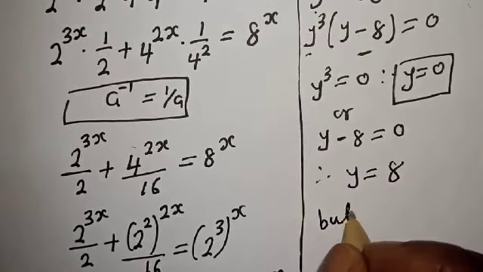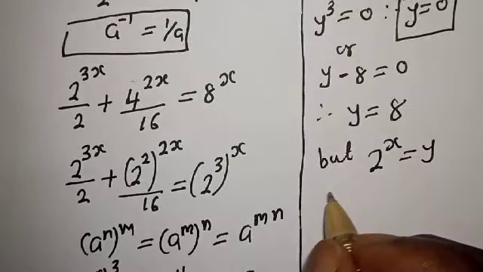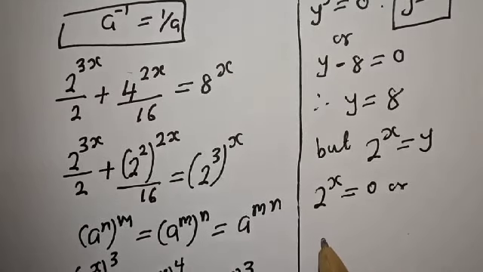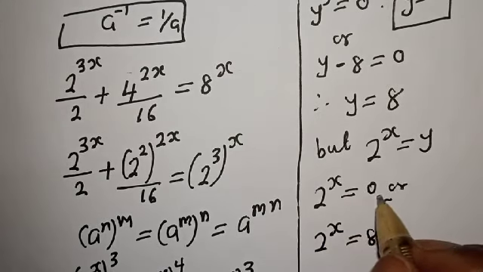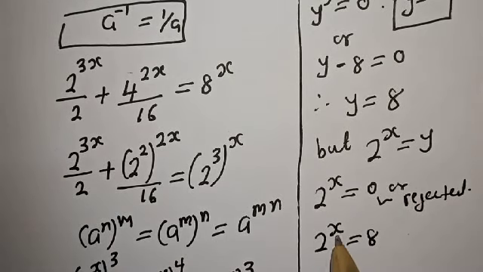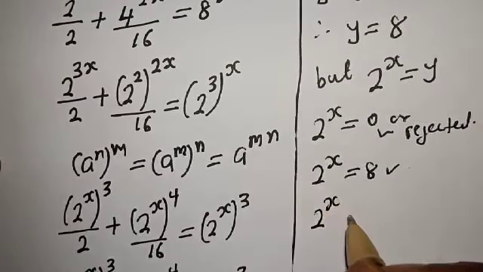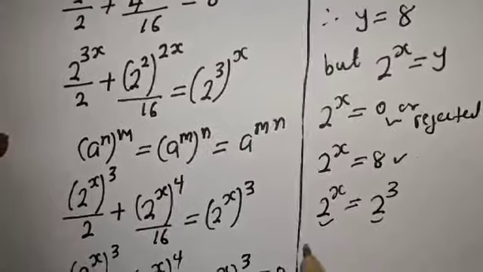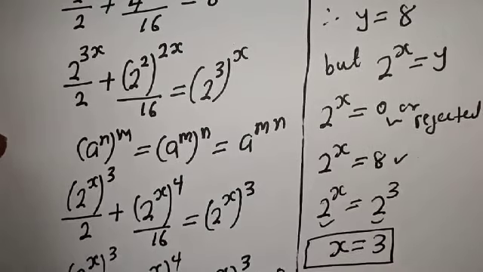But 2 raised to power x is equal to y. Now, 2 raised to power x is equal to 0, or 2 raised to power x is equal to 8. From here, 2 raised to power x cannot be equal to 0, so this is rejected. But here, 2 raised to power x is equal to 8. This is a true solution. Now, 2 raised to power x is equal to 8, which is 2 raised to power 3. We have the same base 2. Therefore, x is equal to 3. This is the final answer.